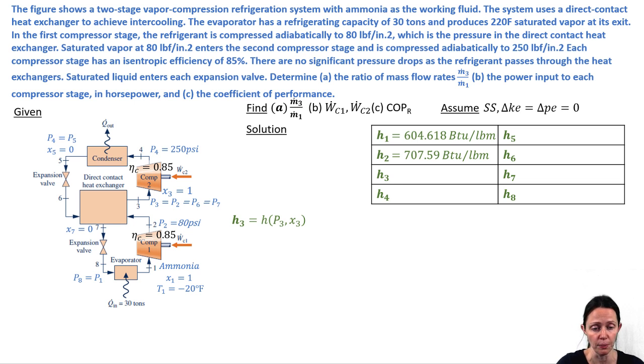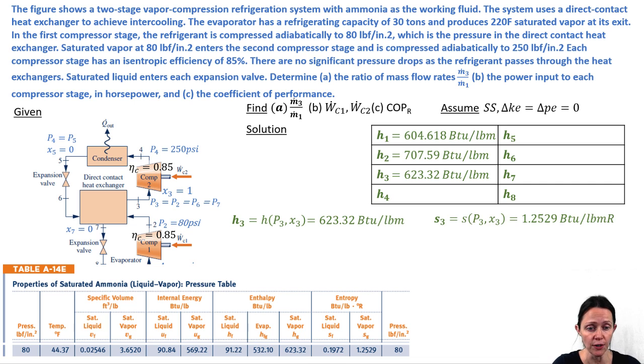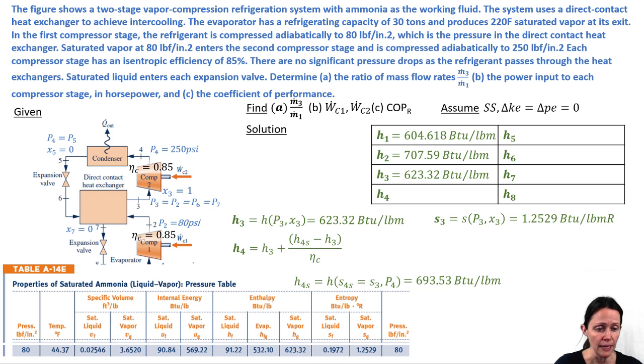I'm given a quality and a pressure. That's enough to go into my saturated tables for ammonia at 80 psi and pull off the H value. I also need to get that S value because I need to use that to find H4S, which is used with the isentropic efficiency to figure out what that H4 is. So my H4S ends up being 693.53. If you look in your superheated tables, which I'm not showing here, you will interpolate for 693.53. And then finally plug in and get 705.92 for H4.